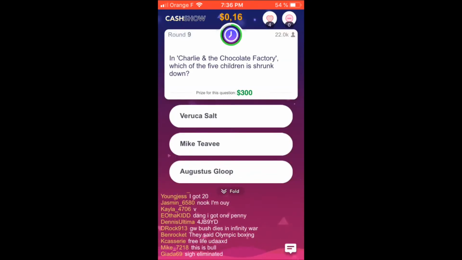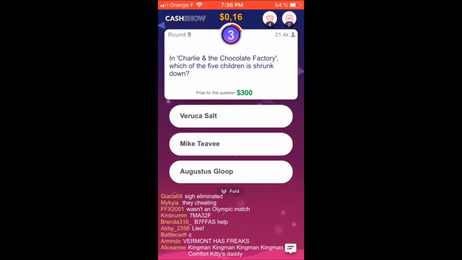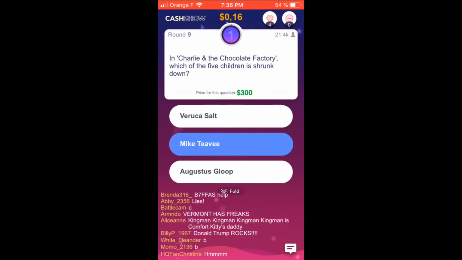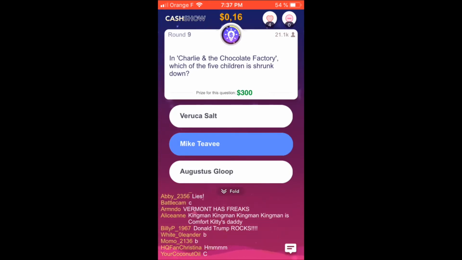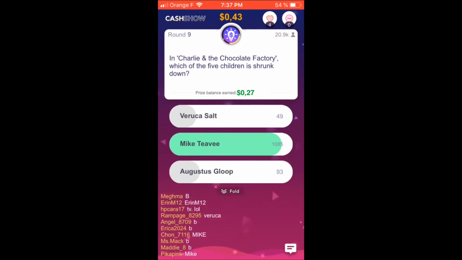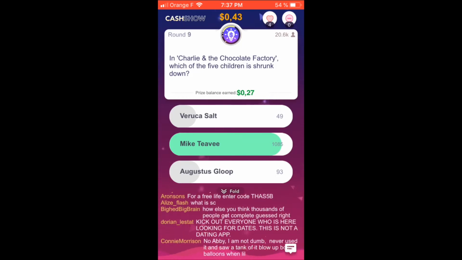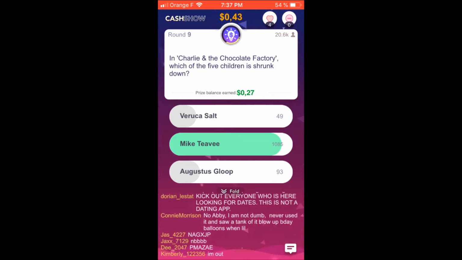In Charlie and the Chocolate Factory, which of the 5 children is shrunk down? Veruca Salt, Mike TV, Augustus Gloop. Although Mike TV gets shrunk down by Willy Wonka's teleporting TV, Mr. Wonka assures his parents that he can be easily stretched back out. Alas, they stretch him out so that he ends up around 10 feet tall.